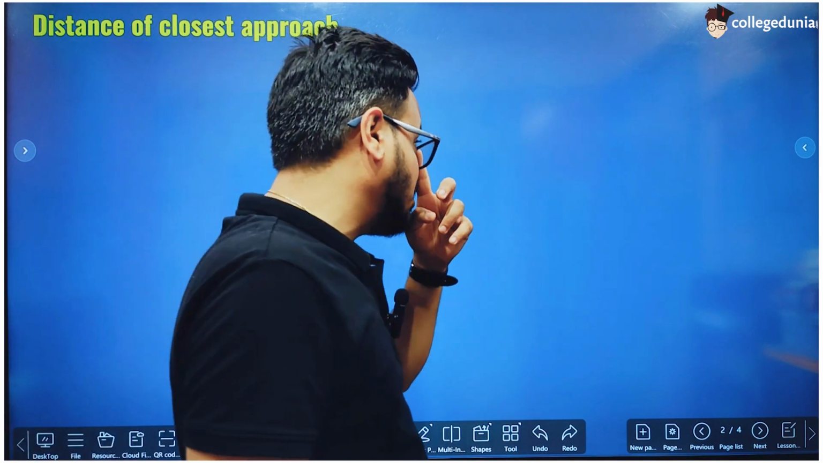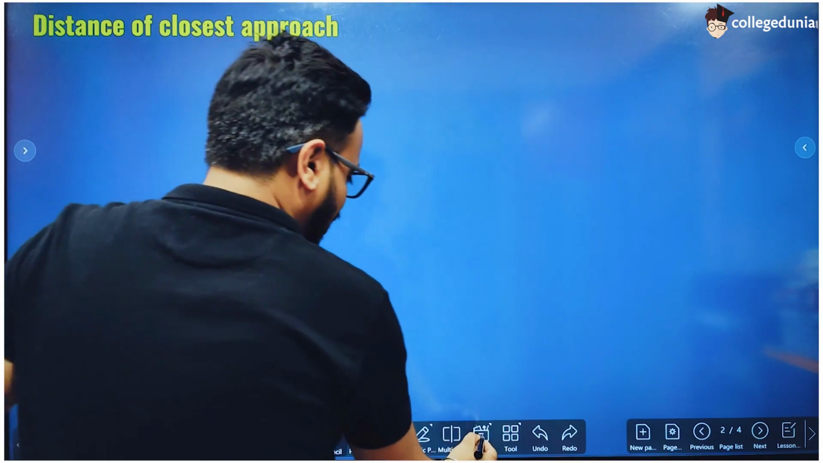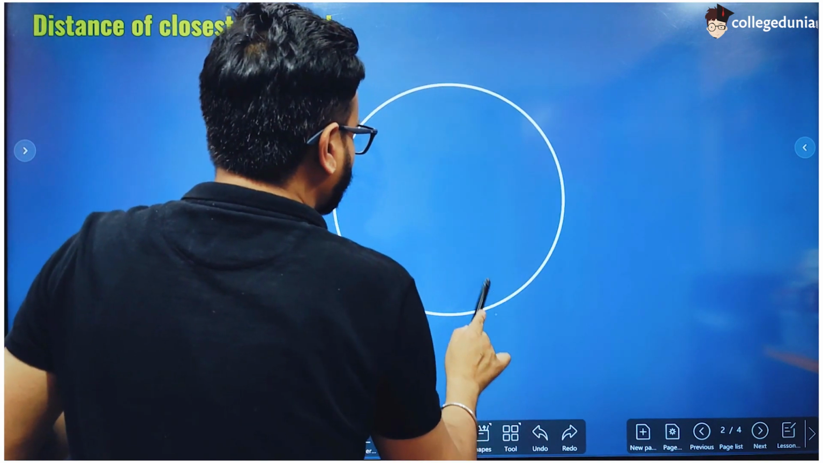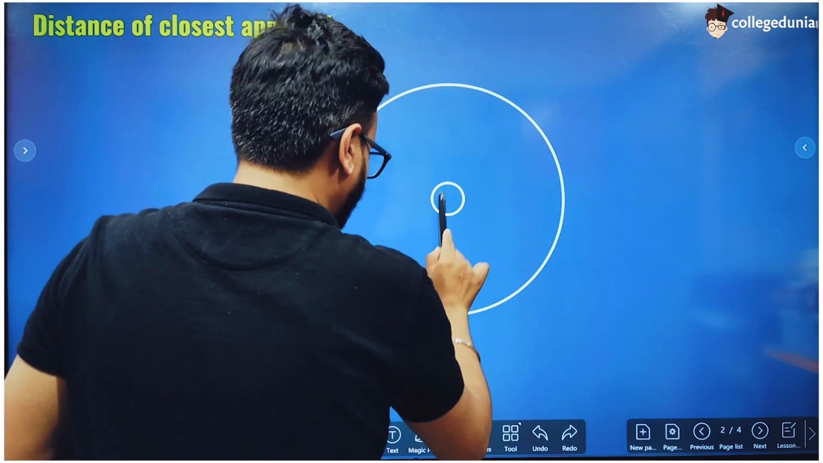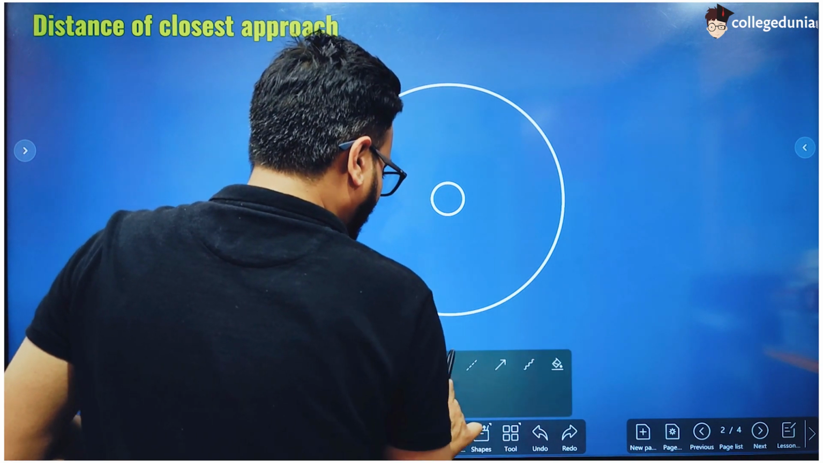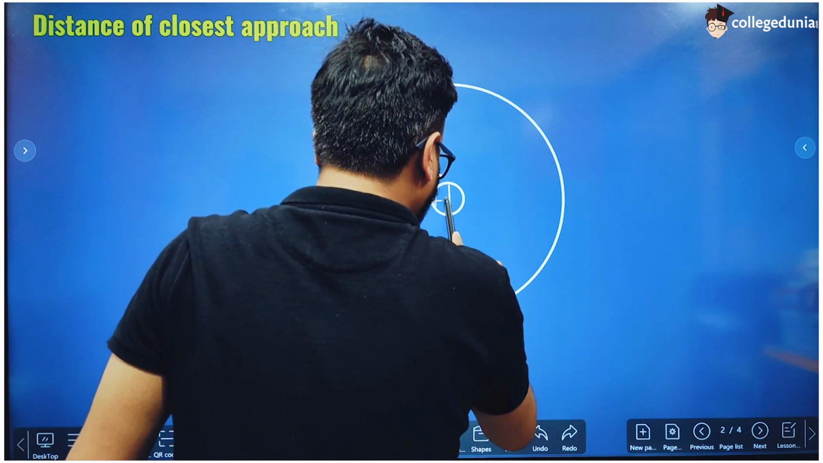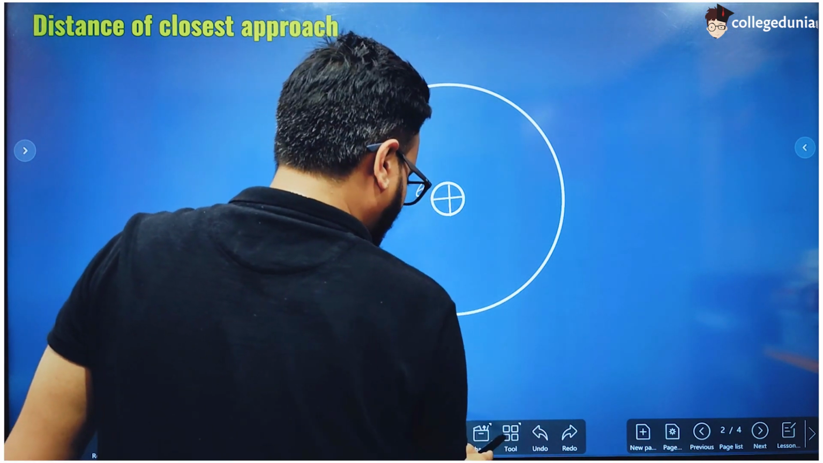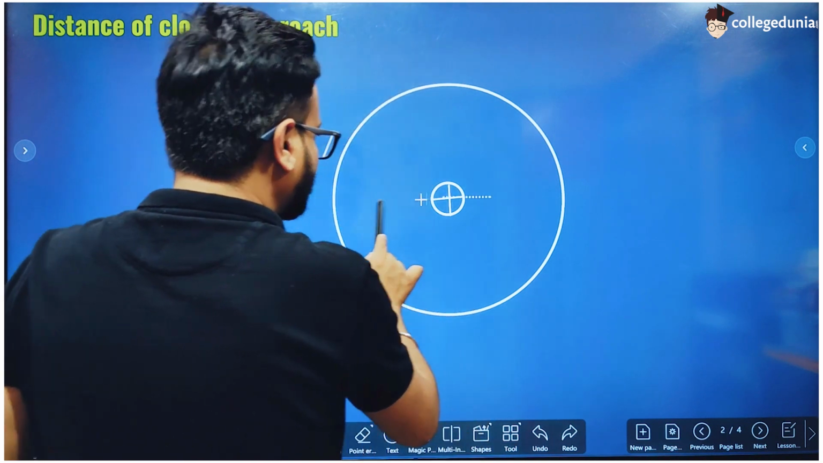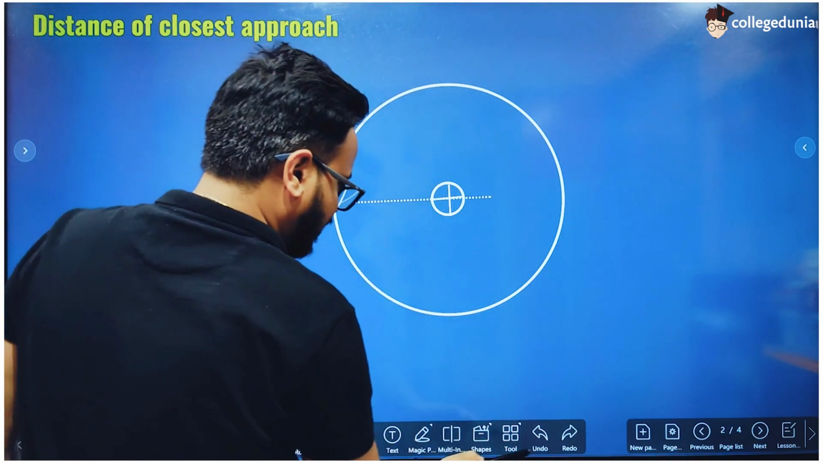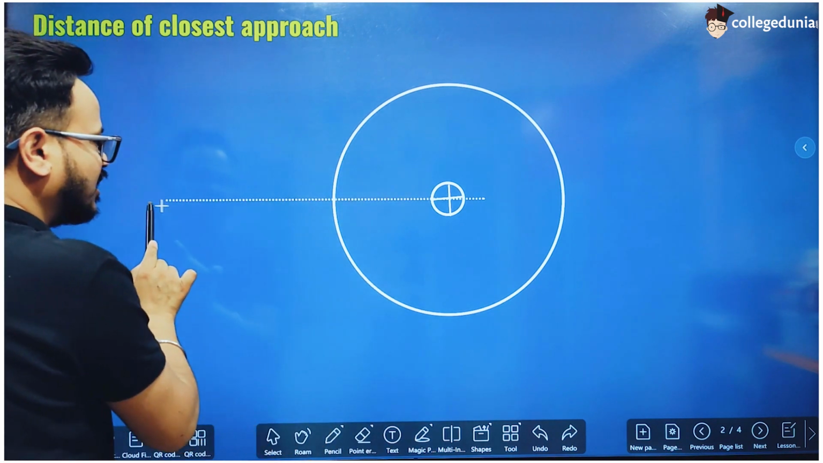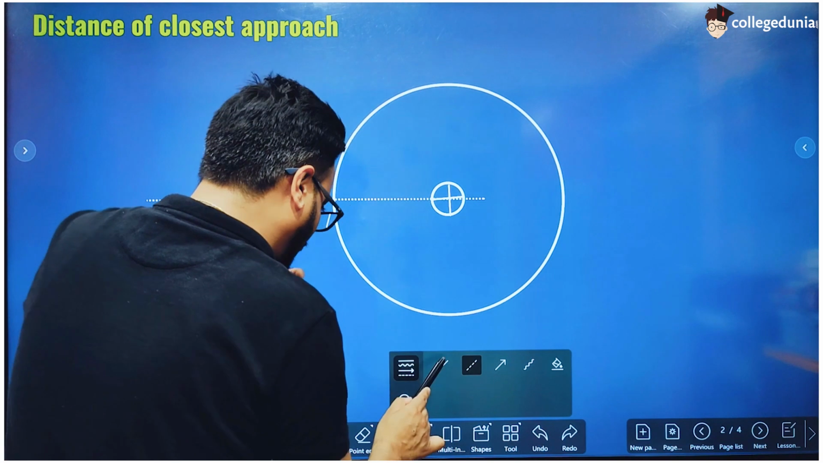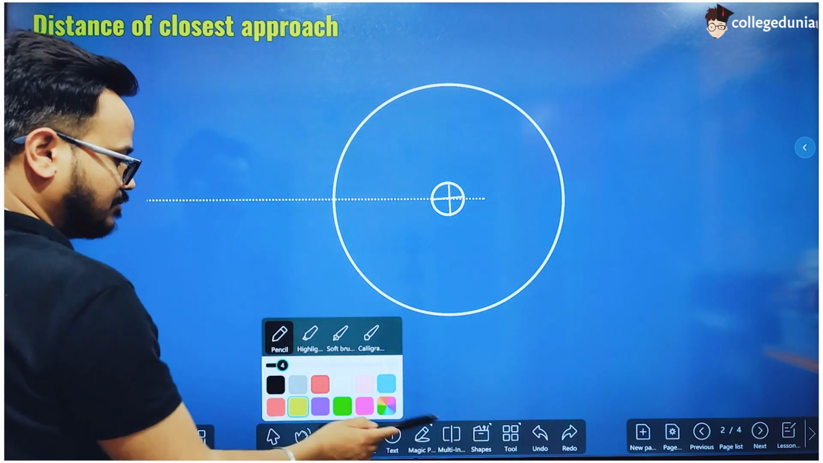How did he calculate the size of the nucleus? For this we have to understand a term called the distance of closest approach. Suppose this is the atom and this is the nucleus, and let us take this alpha particle which is coming along this line, which is the central line of the nucleus. The alpha particle coming along this line will suffer maximum deviation, that is a deviation of 180 degree, right?